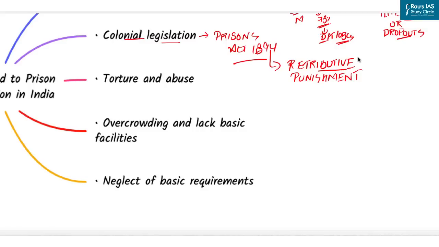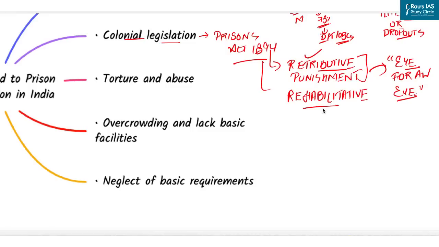Now what is this retributive punishment? It is a form of punishment that is based on the principle of justice, that those who commit wrongdoing should receive punishment proportionate to the severity of their offense. So basically, it is often associated with concept of an eye for an eye. So Prisons Act 1894 provides legal justification for retributive punishment as opposed to rehabilitative punishment. Now, what is rehabilitative punishment?